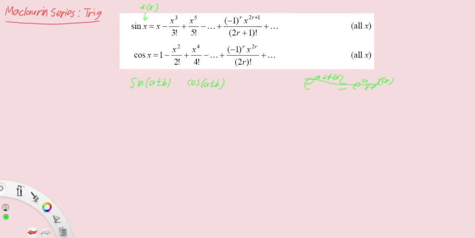But unfortunately, this is the case. So f(x) cannot have any constants. Okay, so let's take a look at two simple examples.